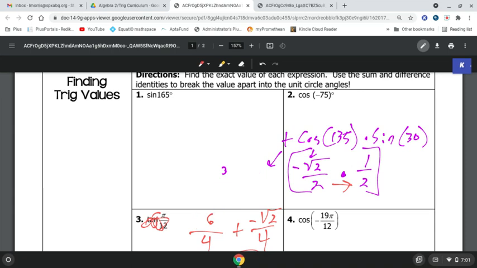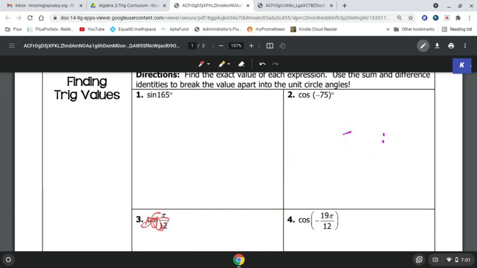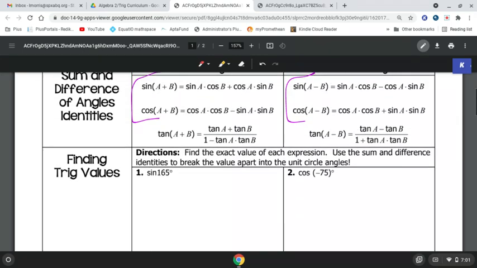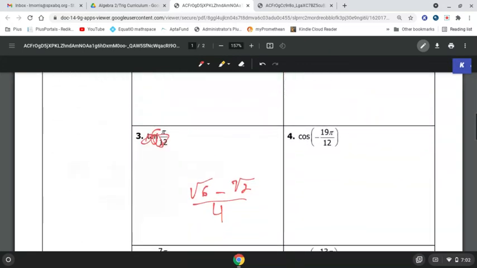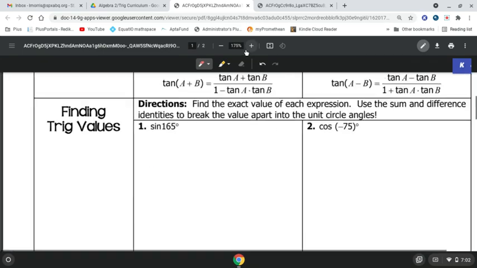All right, so we'll look at number 2. So number 2, we're going to use the difference of angles. And it's not really much different. It's kind of the same process.